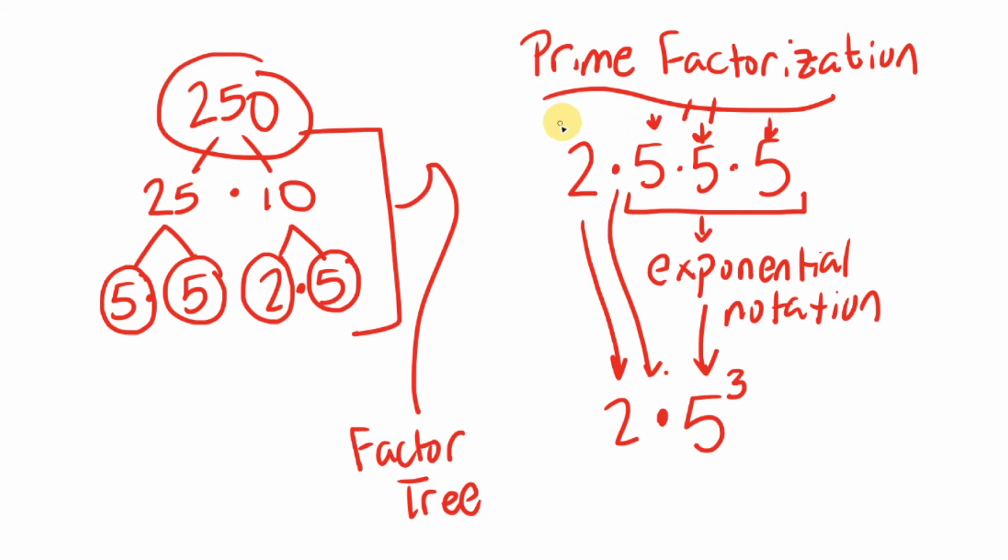So this here was our prime factorization. This here is our prime factorization using exponential notation. And again, exponential notation is just a fancy way of saying I'm going to write all this repeated multiplication with an exponent instead of writing it the long way.